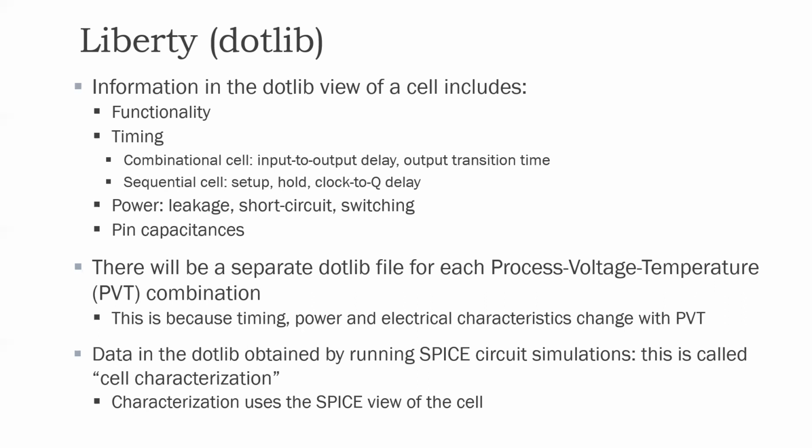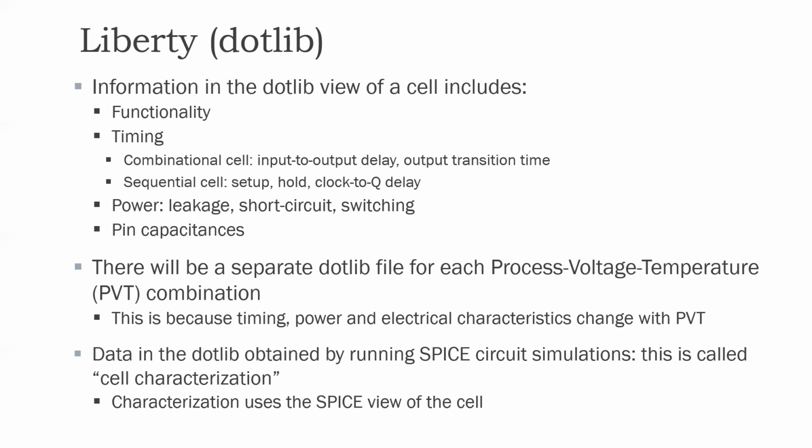Now, as I said earlier, the delays and even the power numbers of standard cells are dependent on PVT. So there will be a separate .lib for each PVT combination. And this is because timing, power, and electrical characteristics change with PVT. So for various combinations of process, voltage, and temperature, you will have a different .lib file.